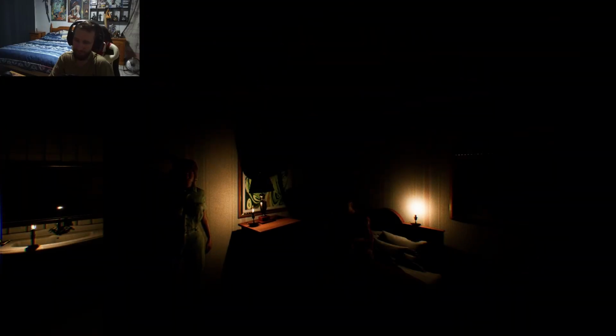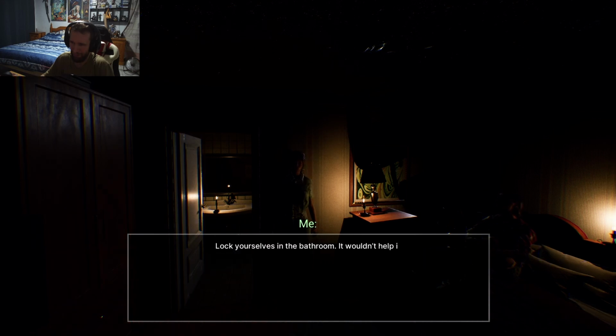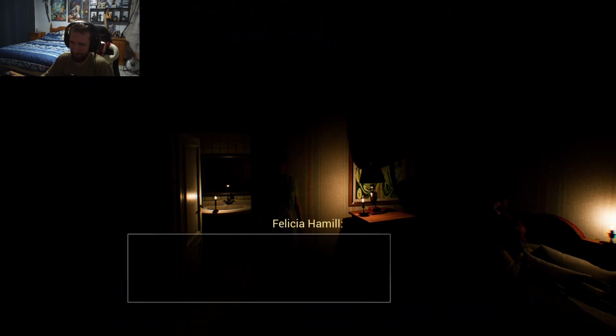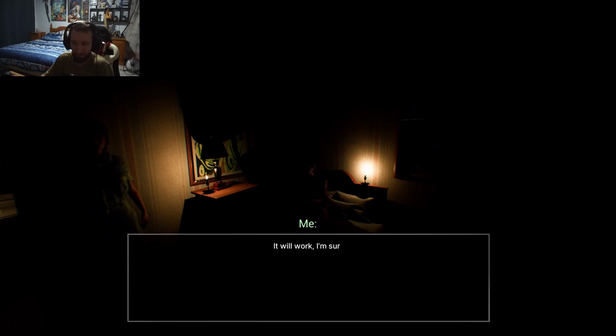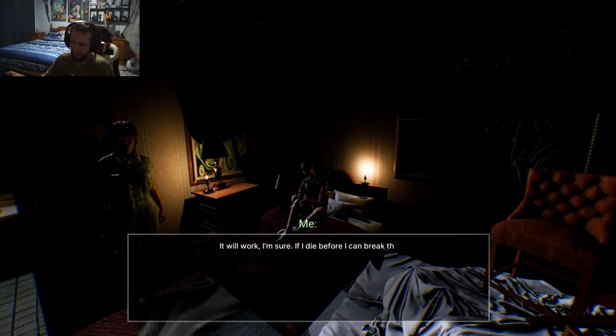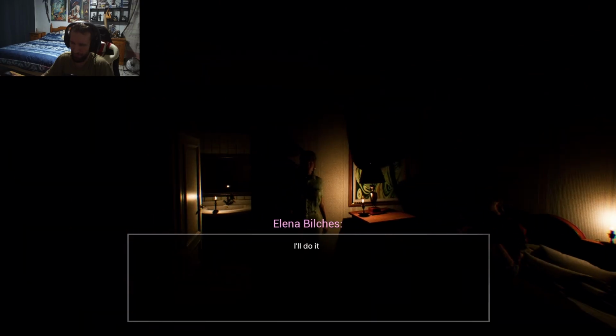How are we going to lure it? We're going to have to lure it on. Looking forward to this. Everything is ready. What do we do? Lock yourselves in the bathroom. It wouldn't help if we were all here. And what if it doesn't work? It will work, I'm sure. If I die before I can break the mirror, one of you will have to do it. I'll do it, don't worry.